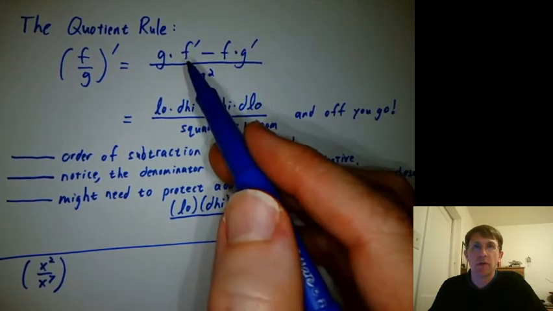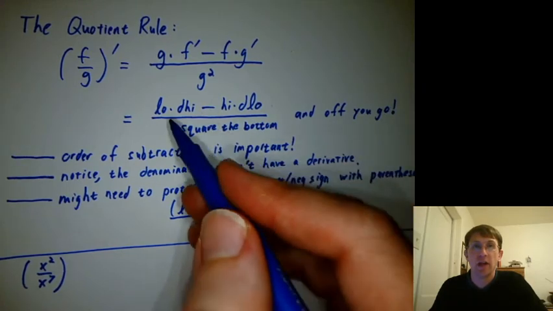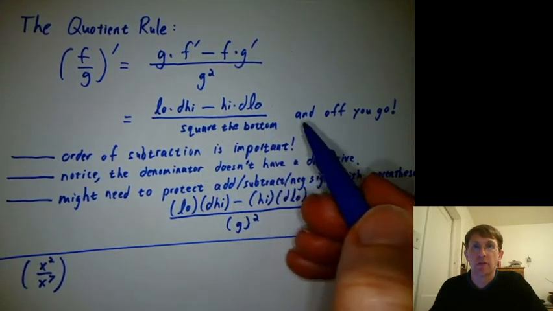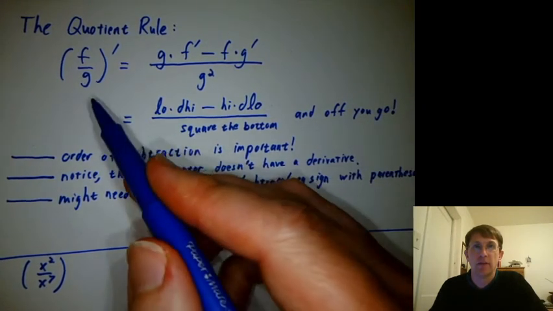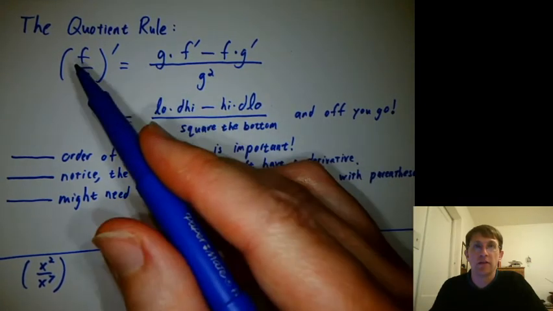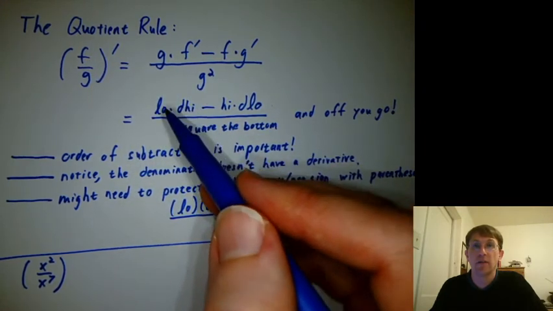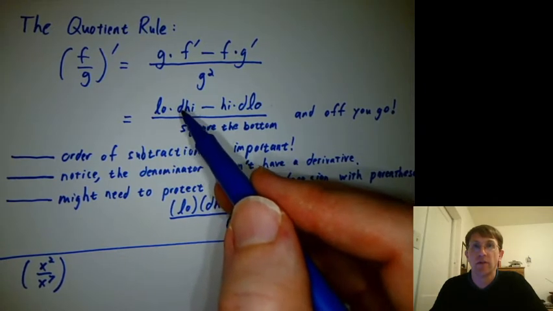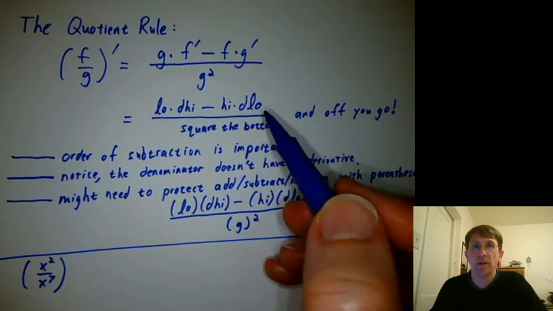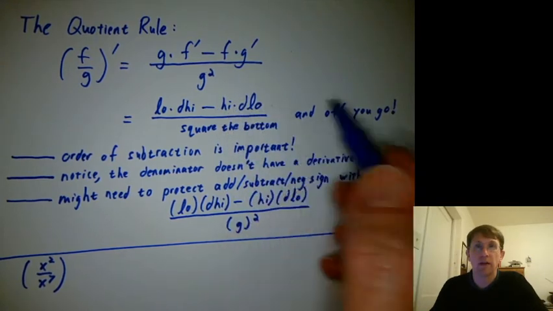That's hard to remember maybe, but there's a nice little rhyme that goes with it, at least in English. I would love to hear it in other languages if you know it. It's low d high minus high d low, square the bottom, and off you go. So low means the denominator, g, in the original function. High means the original numerator. And d means the derivative of. So the low thing, g, times the derivative of the high thing, minus the upper thing, f, times the derivative of the low thing, which is g, and then you square g, and off you go.